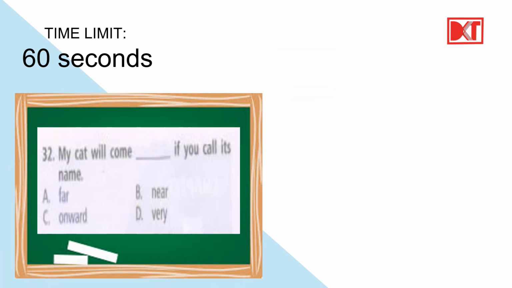My cat will come dash if you call its name. A, far. B, near. C, onward. Or D, very. Here, the correct answer is B. My cat will come near if you call its name. Talking about the adverb of place, near and far. So the correct answer is B, near. Usually you call the cat's name and it will come running to you. So that's what the sentence is trying to say.